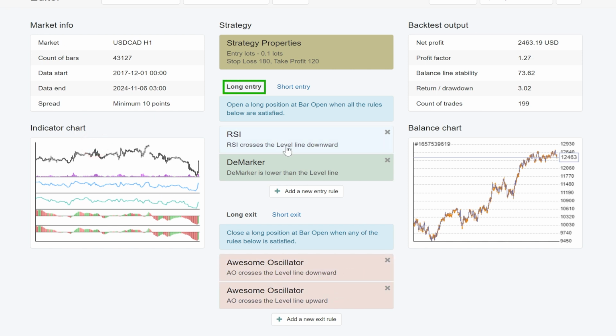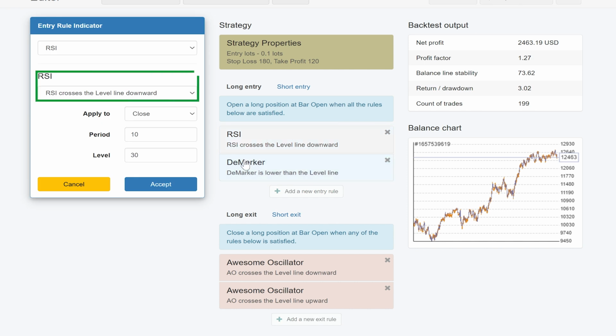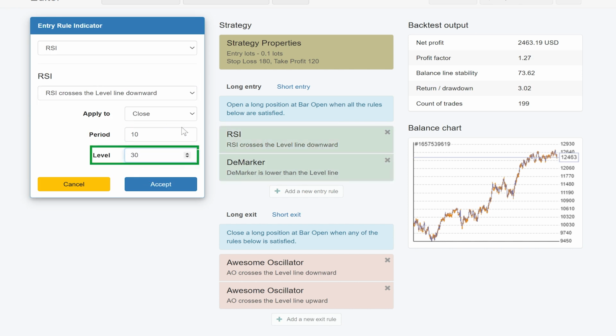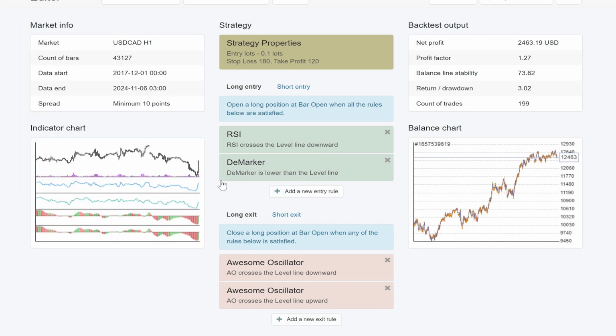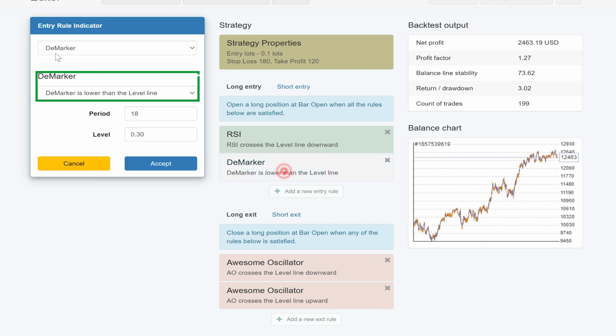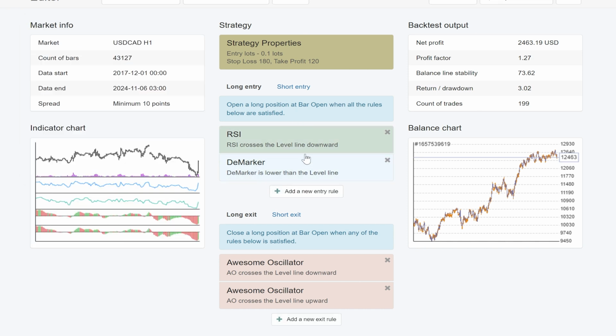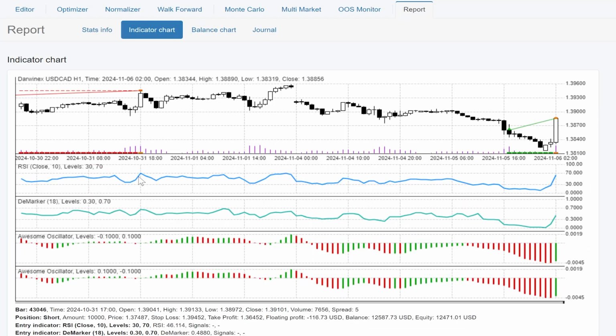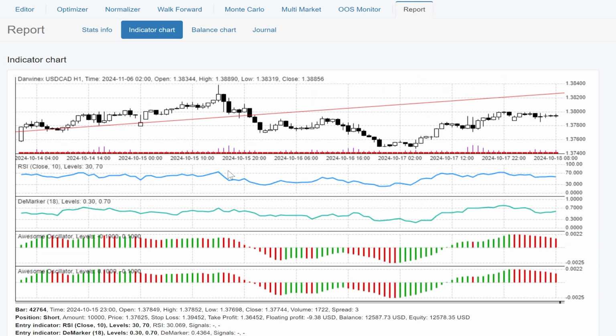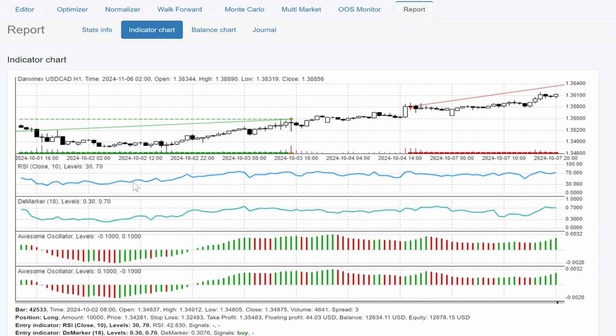And for entries, it's basically looking for points in the market in which the price is likely to turn. So it's using a period of 10 for the RSI and the level of 30. When that indicator crosses that level, that's a sign of things being oversold. It also uses a DeMarker lower than the level line of 0.3, which again is a good indication that the price is about to change direction, using a slightly higher period. And so essentially it's catching waves. It tends to stay in trades for a reasonable amount of time and catch the little waves as things turn.